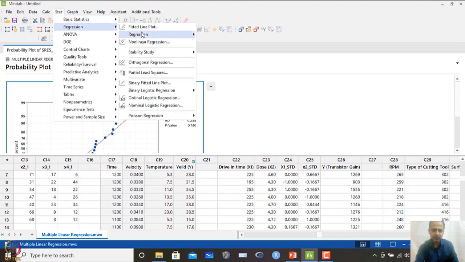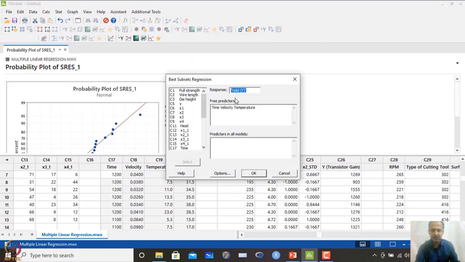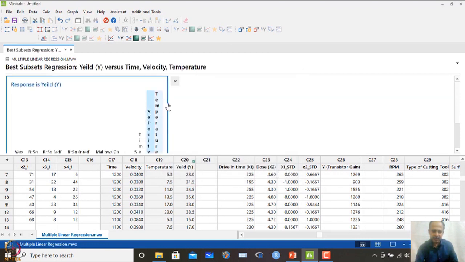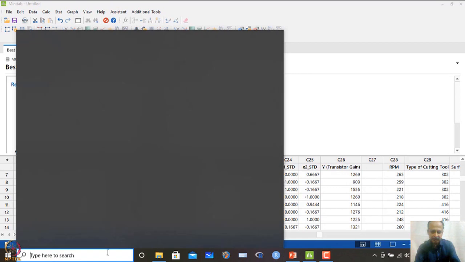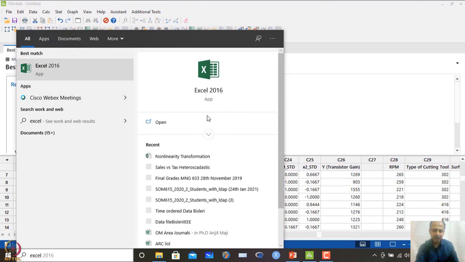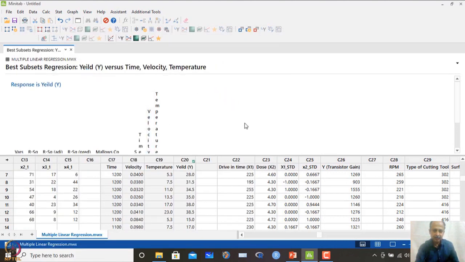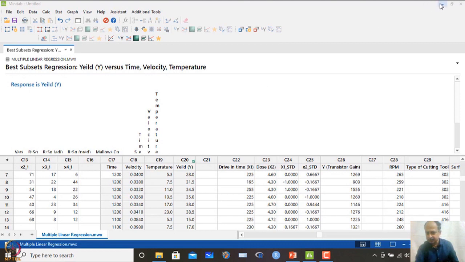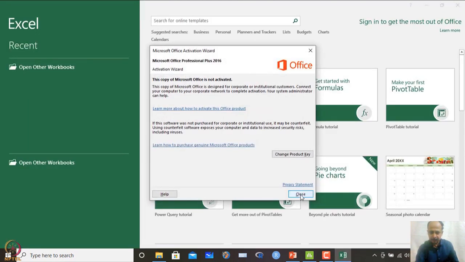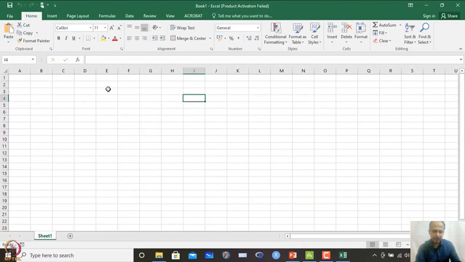So we can also see which is the best model when I use best subset regression. I have taken yield over here, and we have taken all three variables, and if I click OK, let us see what happens. We can copy it as a picture, and then paste it in Excel and see what happens. So we are opening one Excel sheet, and we can paste it over here.